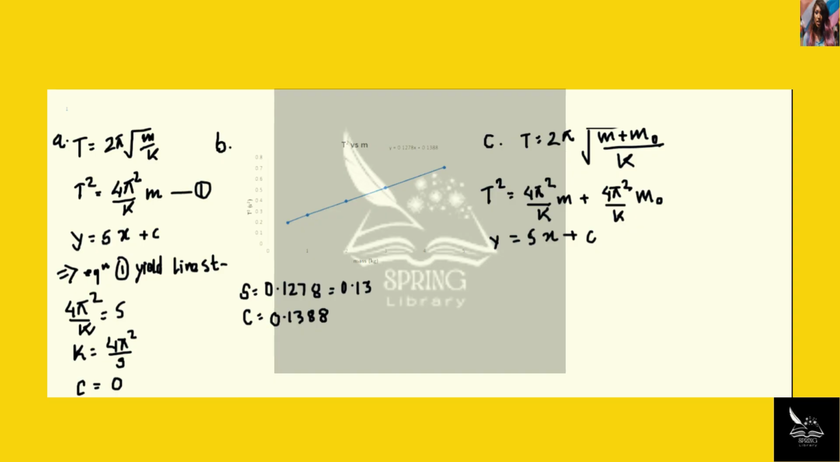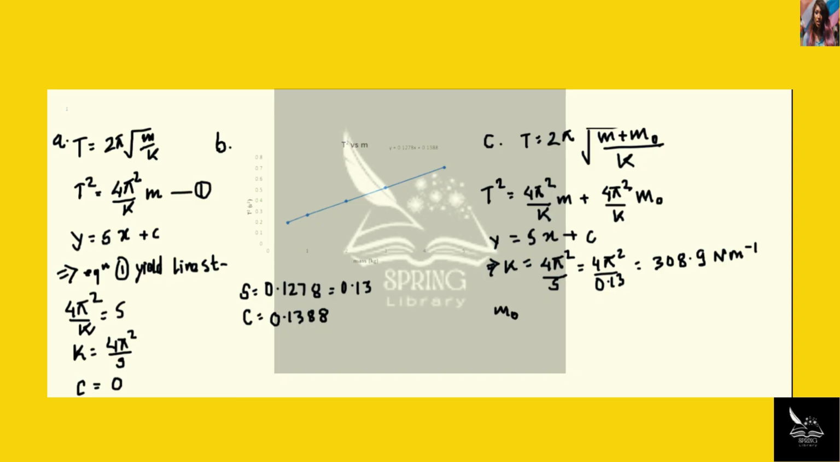So we need to find k and m naught from the slope. To find k, this implies k equals 4π squared divided by the slope. Now this is equal to 4π squared divided by the slope, which is 0.13. This gives me the value of k to be 308.9 Newton per meter.